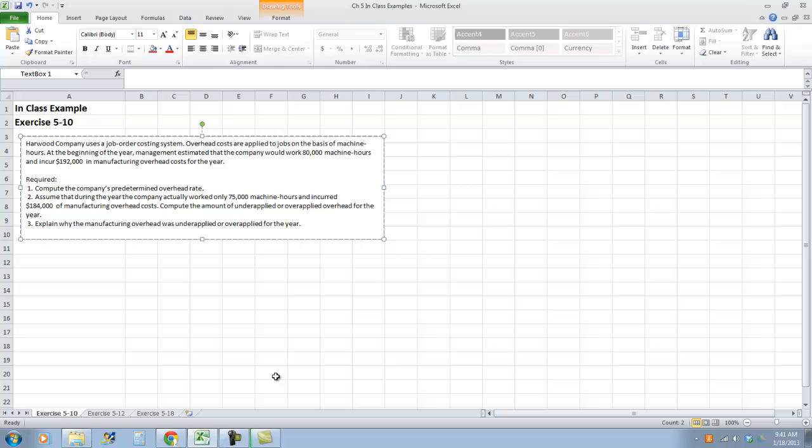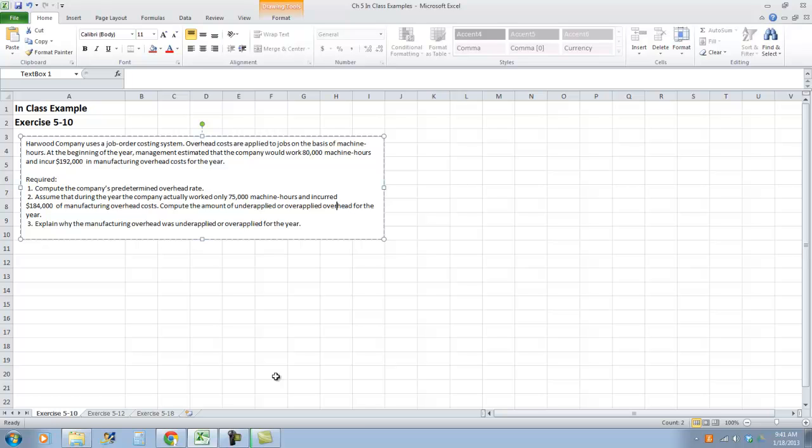These are some examples from chapter 5. We're working on job order costing. So we're using the book and it's exercise 5-10. Hardwood Company uses a job order costing system. Overhead costs are applied to jobs based on machining hours.